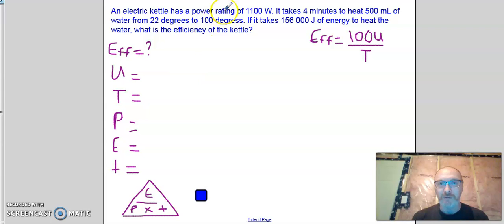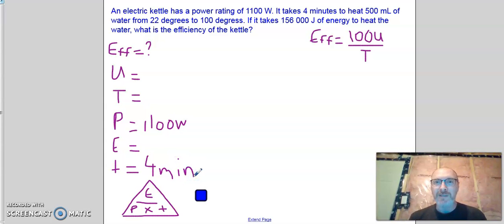So what are you given here? You're given the power, which is 1100 watts. It takes 4 minutes, so you're given the time. And it takes 156,000 joules of energy to heat the water. So that's what a kettle does, right? Heat water. So what we have here is the useful energy to heat the water, and now we just have to use the power formula and the efficiency formula.